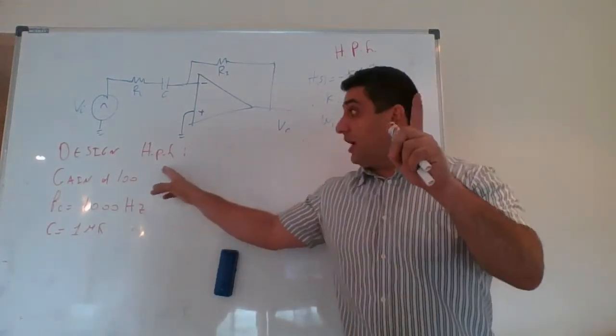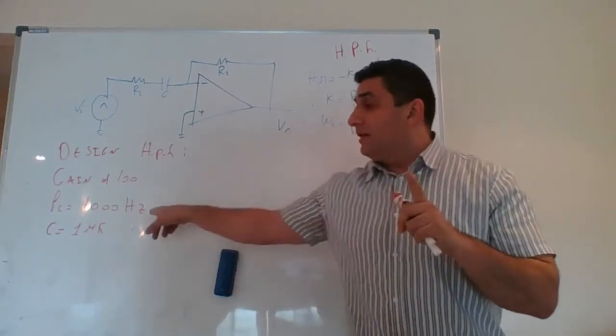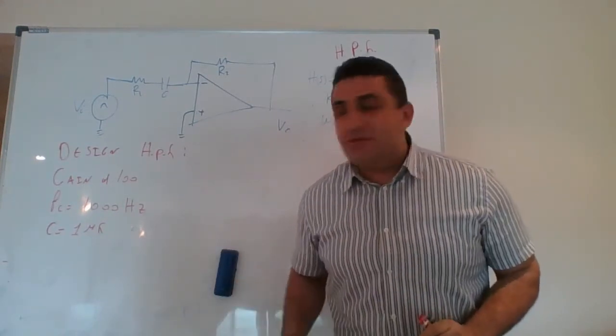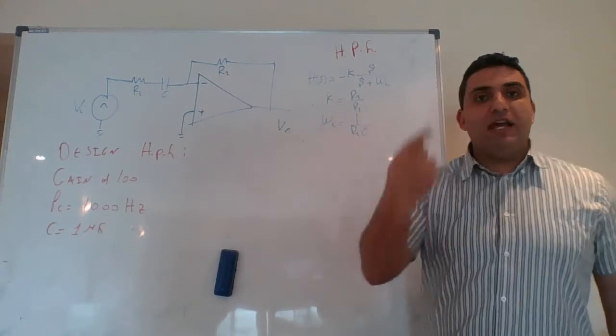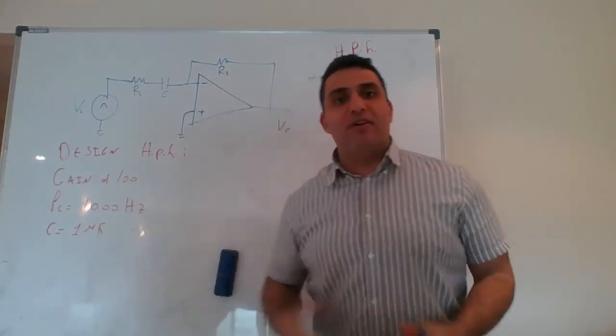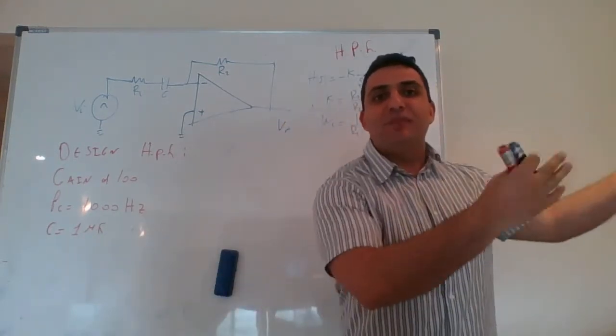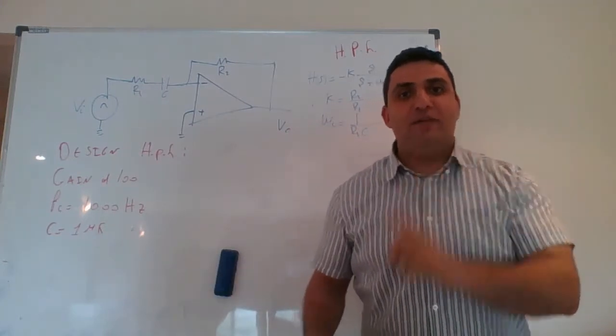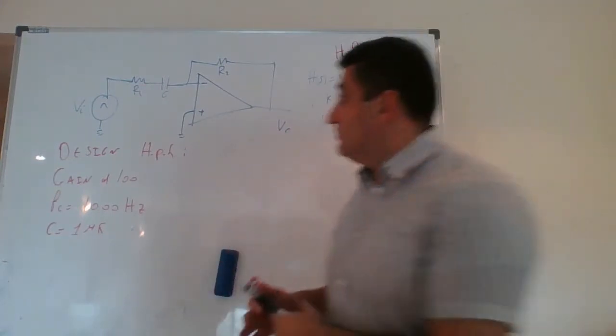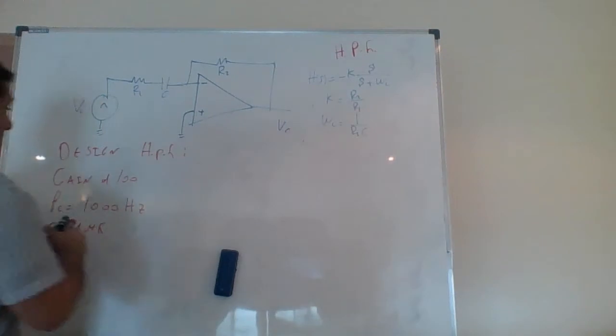Gain of 100, high pass filter. The cutoff frequency is 1000 hertz. And I only have one capacitor available, 1 microfarad. I don't have the luxury of multiple values of capacitors. I have only one. So what I do now is I follow what I learned. Perfect.